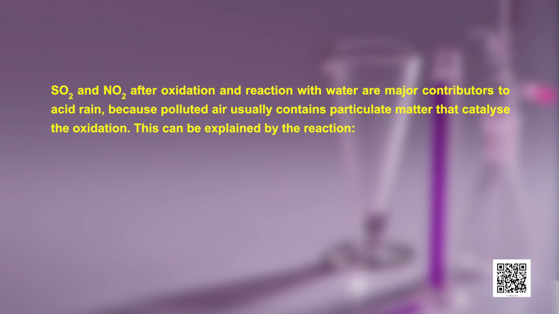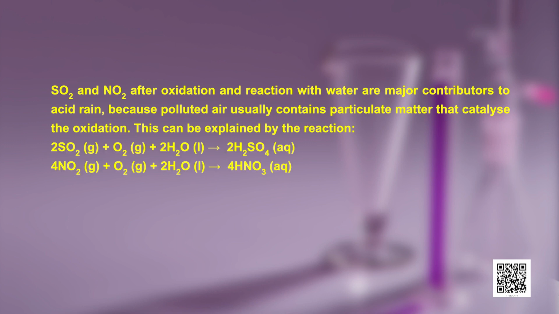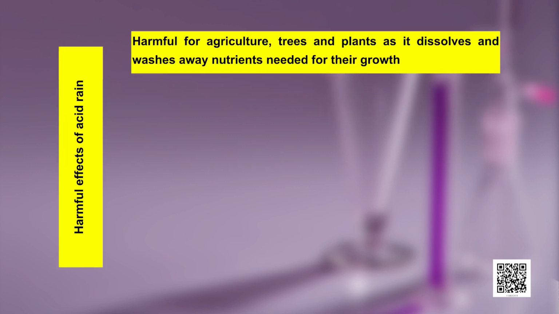This can be explained by the reaction shown on your screen. SO2 reacting with water and in the presence of oxygen giving sulfuric acid, and NO2 reacting with water and oxygen giving nitric acid. Now we will see what are the harmful effects of acid rain.